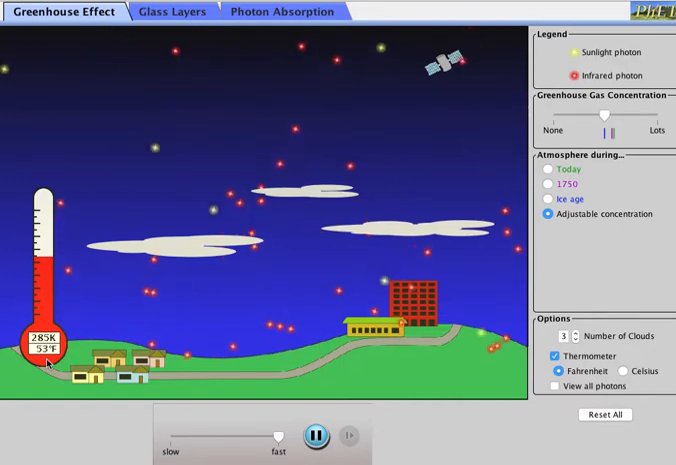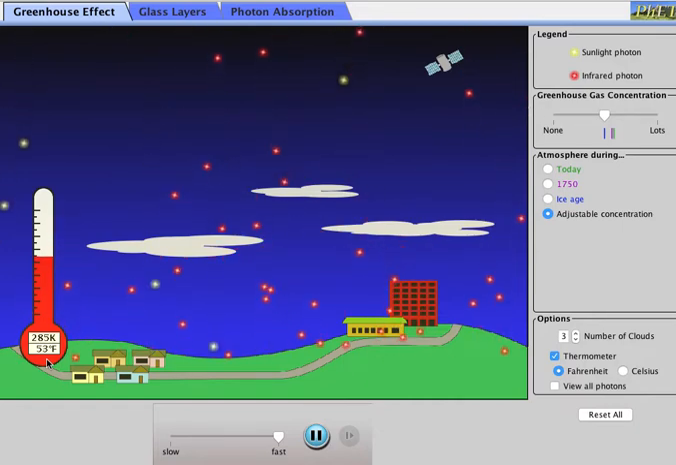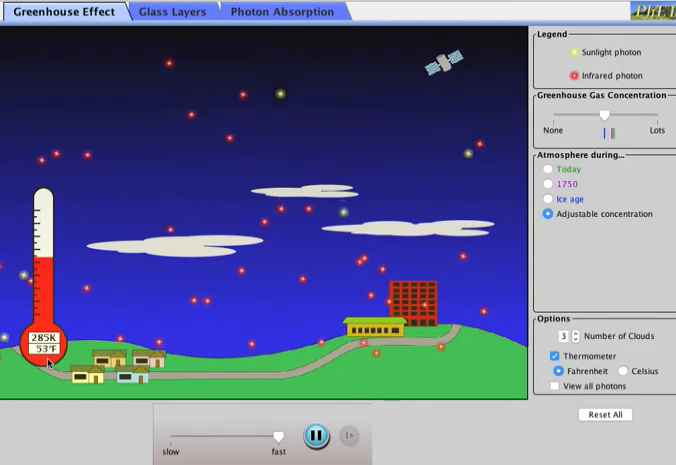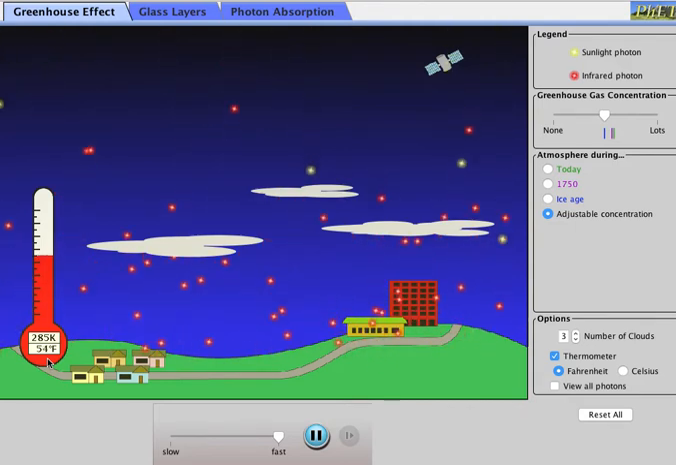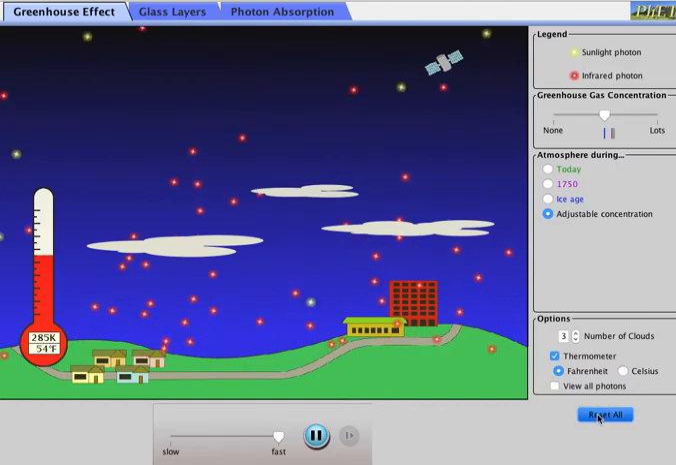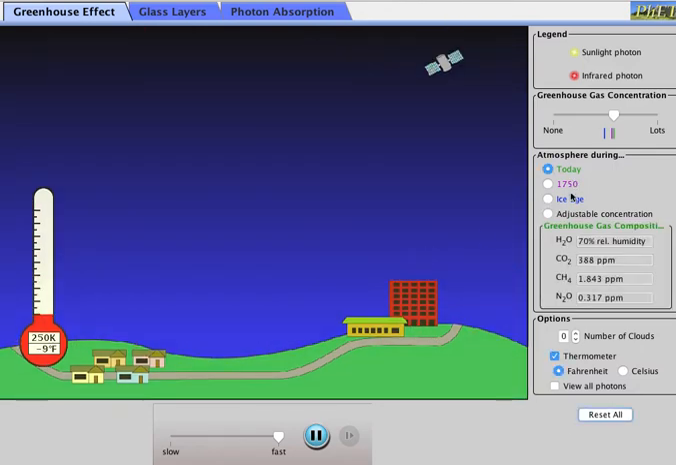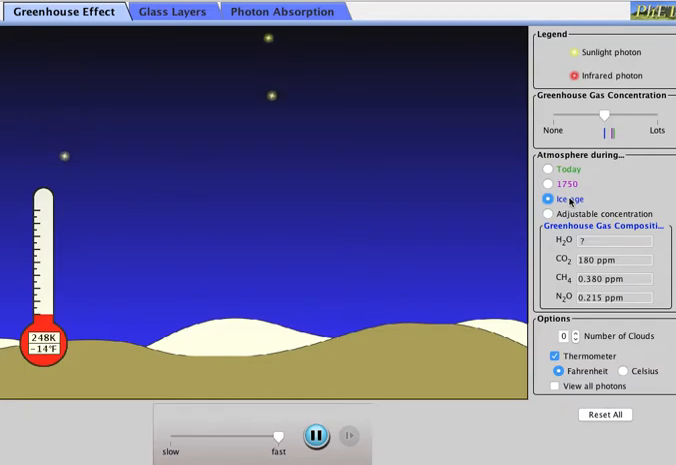Okay, so now I'm going to take you through the questions that are in the second half of your lab, and particularly there is a data table to fill out. So let me reset. I'm going to go to the Ice Age. I'll be reading some of the concentrations to you in case the video quality is not good and you can't read it yourself. Sorry if it's too repetitive.